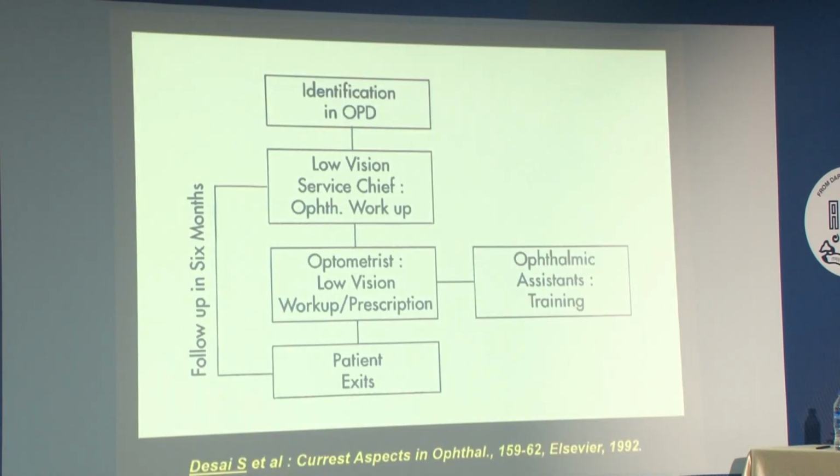This is the schematic diagram. So the workflow in our low vision clinic: OPD doctors sitting in their cabins identify low vision patients from the clinical examination. Once identified, the patient is referred to the low vision service chief and ophthalmologist for the ophthalmic examination. Then they go to the low vision optometrist, a dedicated optometrist for low vision, for prescription and trial. Then the patient exits and is put on follow-up.